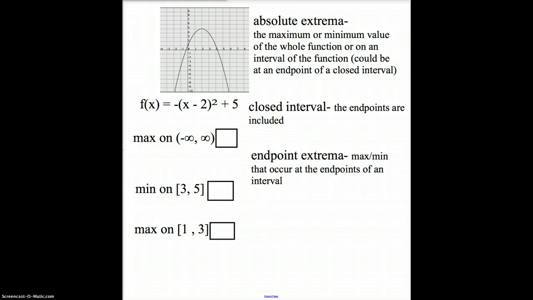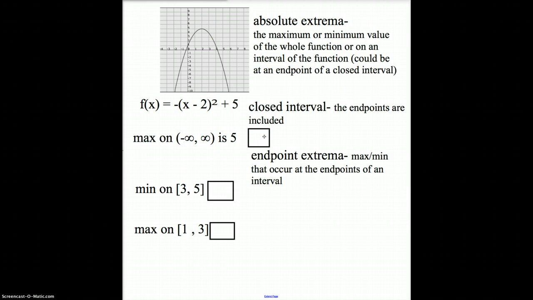So look at this function, f of x equals negative times the quantity x minus 2 squared plus 5. What would be the maximum value on negative infinity to infinity? So this interval is not closed. It's on the whole graph. Since we can tell this graph goes down forever on both sides, but it has this maximum value up here, just by looking at the graph, we can tell that the maximum is 5.